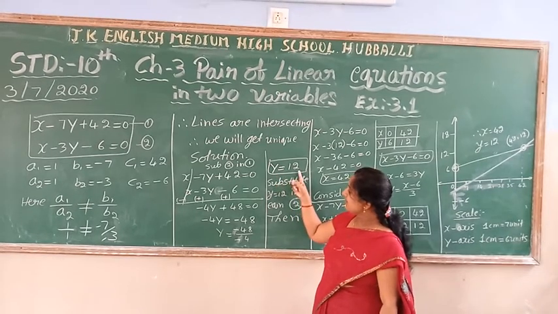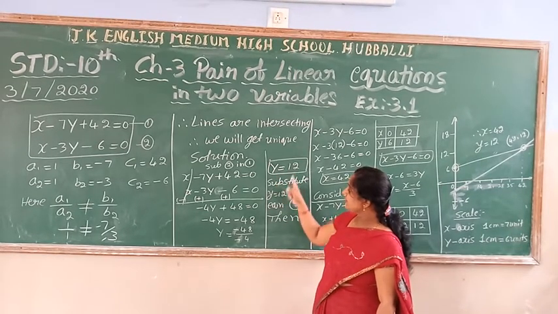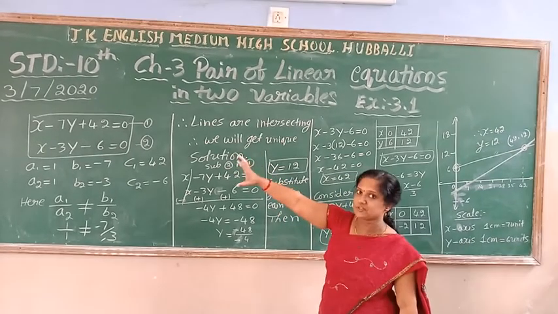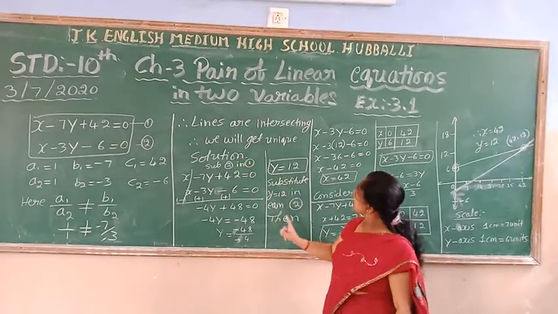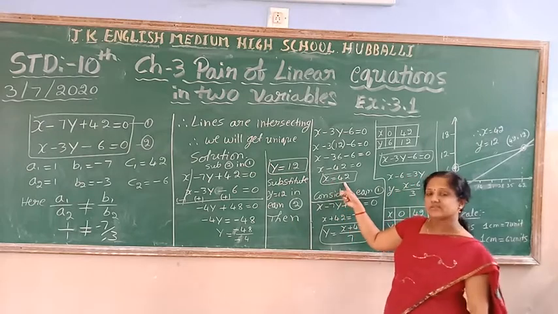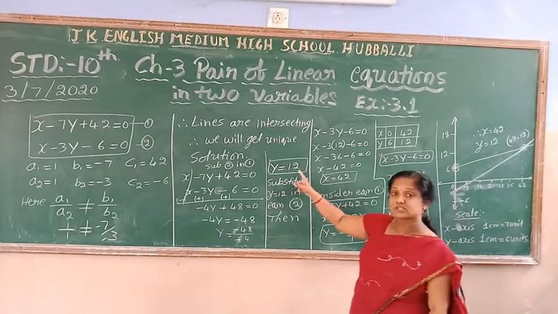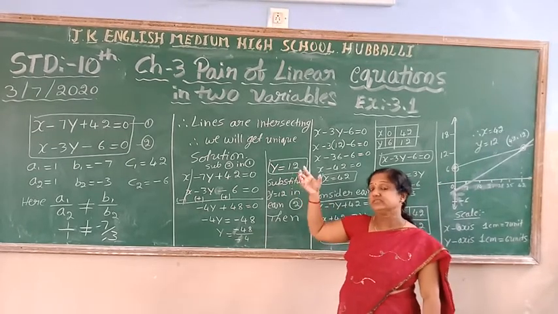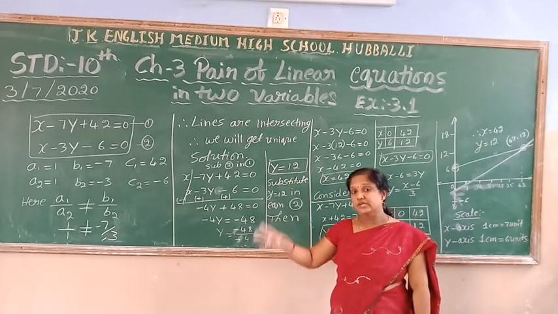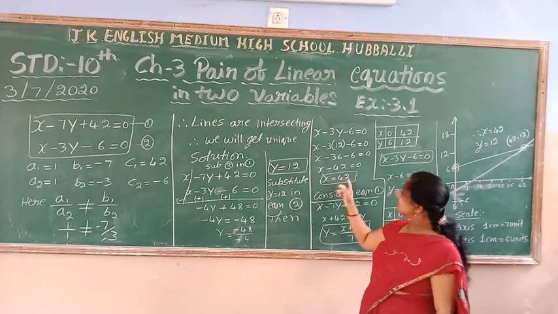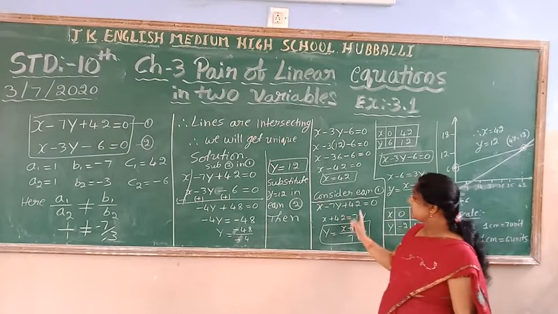After getting the y value, substitute y value as 12 in equation 2 or any one of the equations to get the value of x. So you got the value of x as 42. So this is the solution. We have come to know now what is the solution for x and y. So when they have a unique solution, we can find it easily this way, and it becomes easy now to substitute this x value in the given equation.